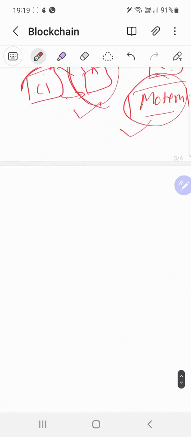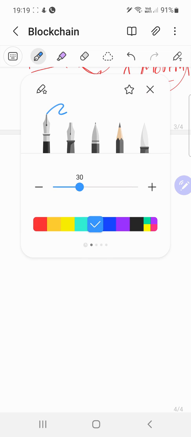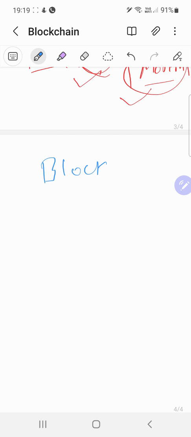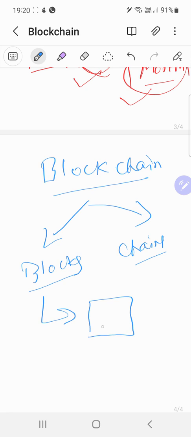Now why are we calling this blockchain as blockchain? Let's break apart this term a little bit. We are talking about two terms here: blocks and chains. When we combine these two terms, we get blockchain. When I talk about a block, if I have to define it at a very high level or in a very simplified manner, I will say a block is a mini computer with some space.